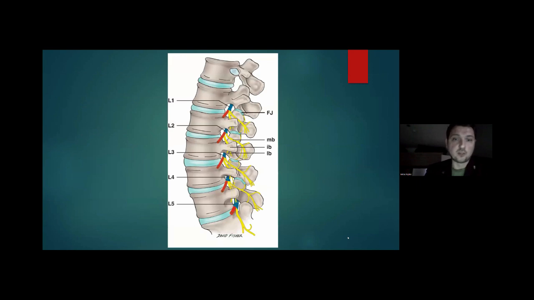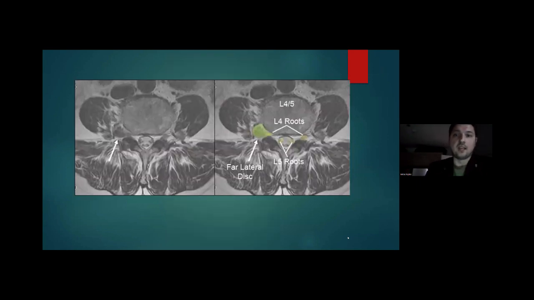Here we have it also on the lateral side. And this is an axial T2-weighted MRI of the lumbar spine, which shows these relationships. You have the L5 roots. This is the L4-5 level. Usually this herniated disc will lead to compression of L5, because these herniated discs are usually medial or medial-lateral, but a far lateral disc or an intraforaminal disc will lead to compression of the L4 roots.